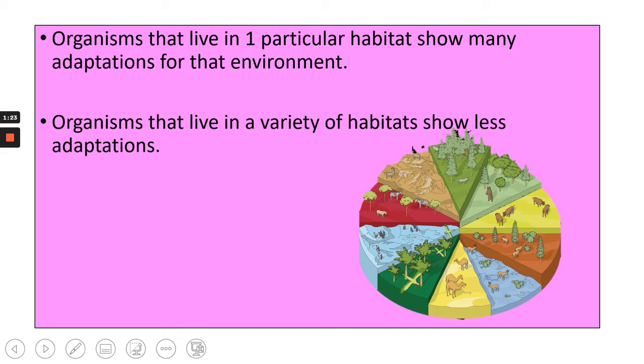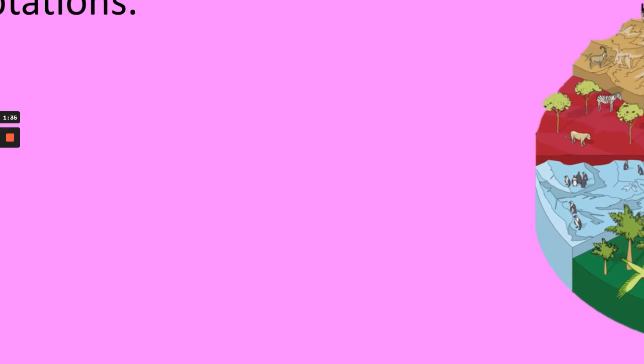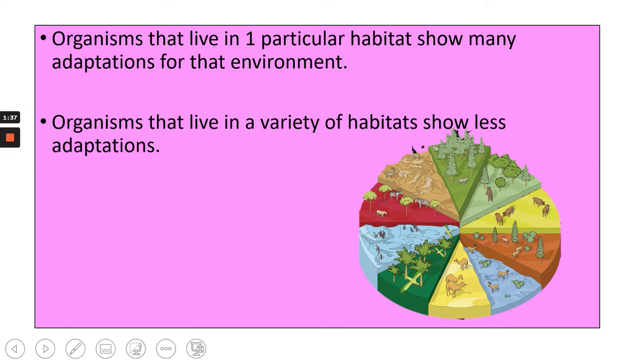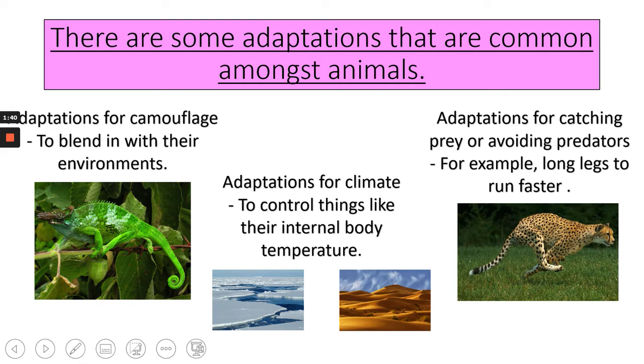So organisms that live in one particular habitat show many specific adaptations for that environment. However, if an organism lives in a variety of different habitats, they show less specific adaptations. There are some adaptations that are very common amongst animals. For example, adaptations for camouflage, to help blend in with their environment to avoid predators even, or to sneak up on their prey. So this is an example of a chameleon blending into his environment.